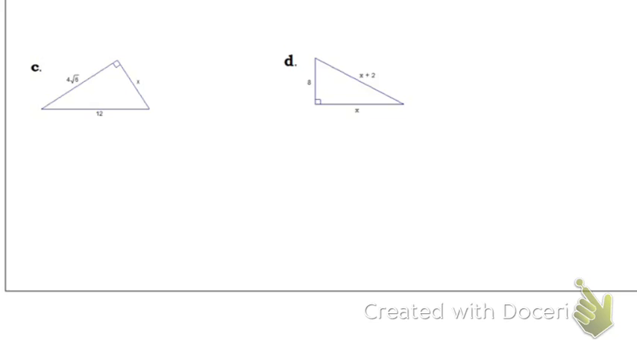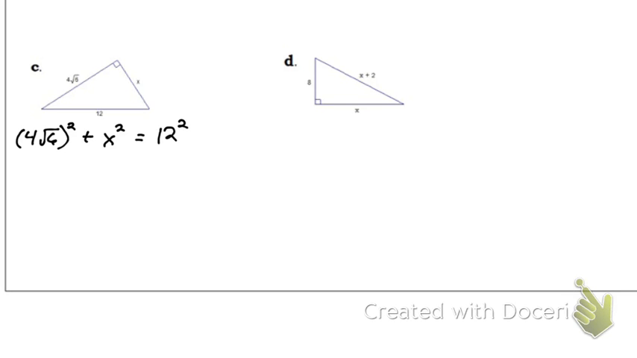4 square root of 6. We also have a leg that's x. So we're going to start off by going, well, we'll have 4 square root of 6, the entire thing squared, plus x squared is going to equal 12 squared.